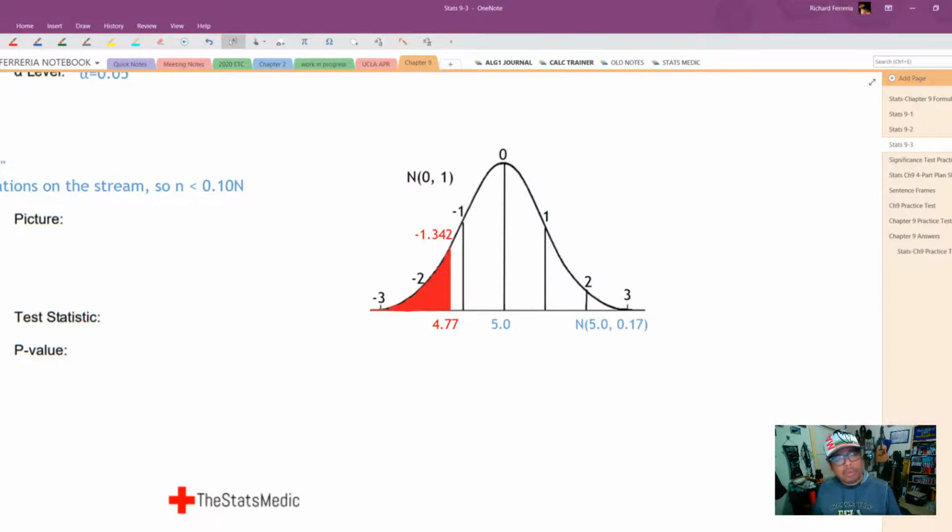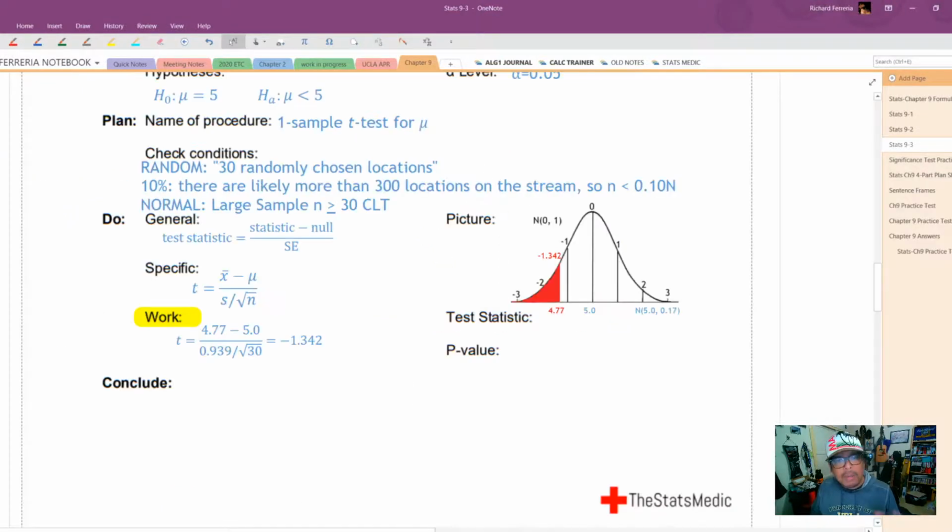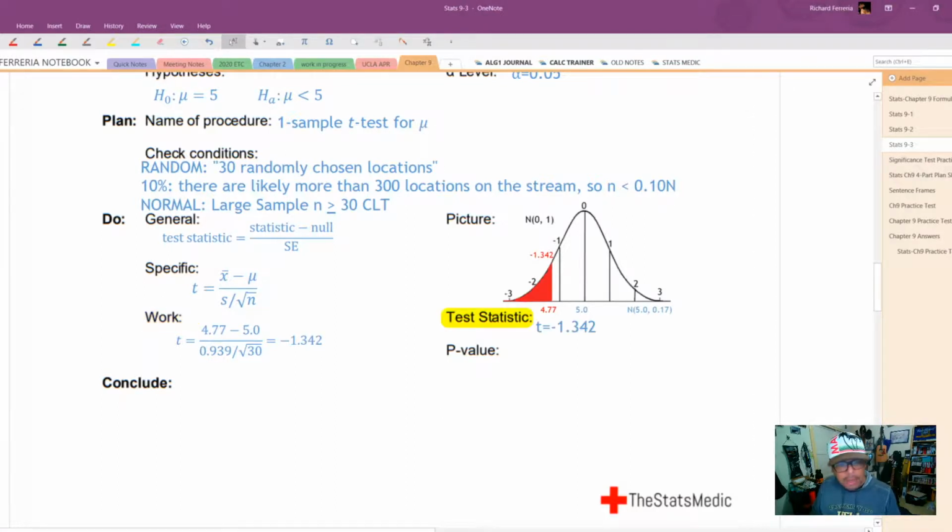So we're going to expect that. That's going to give us a way to make sure that our calculations are what we expect them to be. We're going to expect a pretty large p-value here. Let's pop that drawing right back into our worksheet and continue. We already have our test statistic, so let's write that down again. Our test statistic t equals negative 1.342.